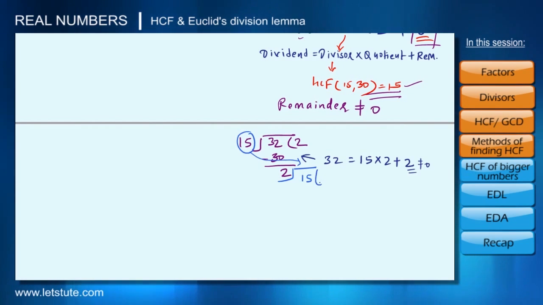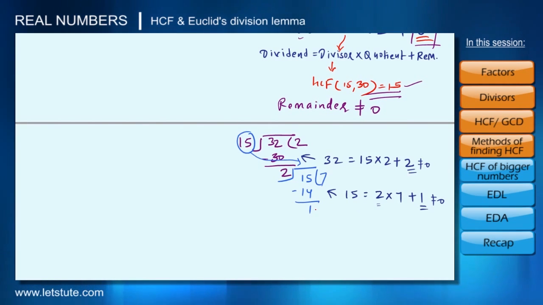And we will again divide 15 by 2 and we'll get remainder equal to 1, which is again not equal to 0, and again I can write 15 as 2 into 7 plus 1. So again we can see that the remainder is equal to 1. This means that here also we cannot consider this divisor as the highest common factor.